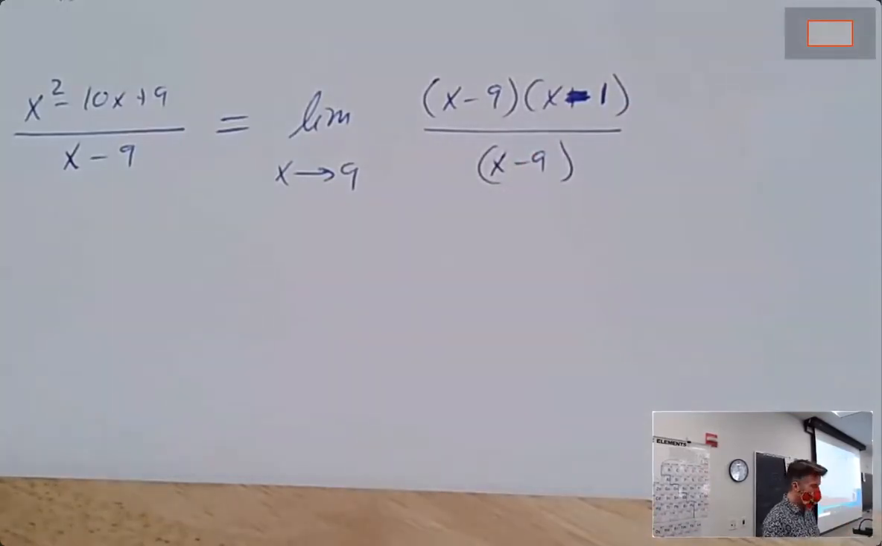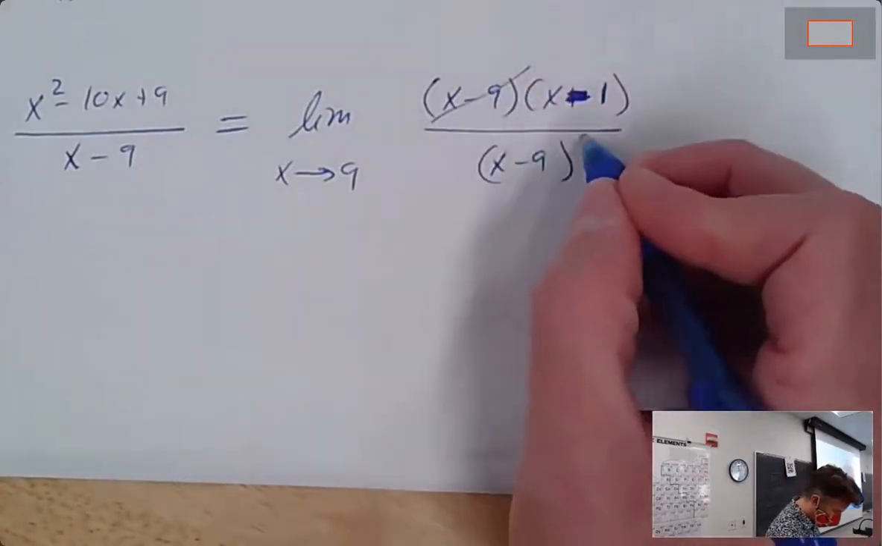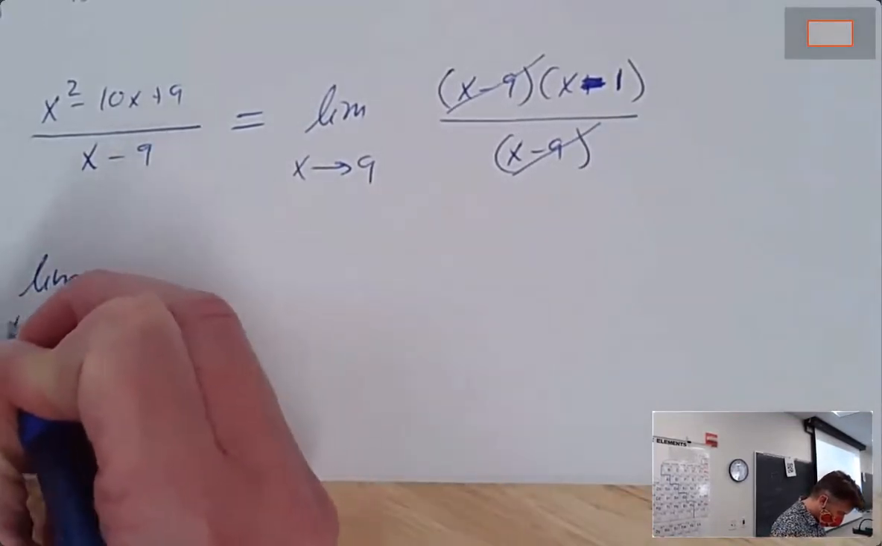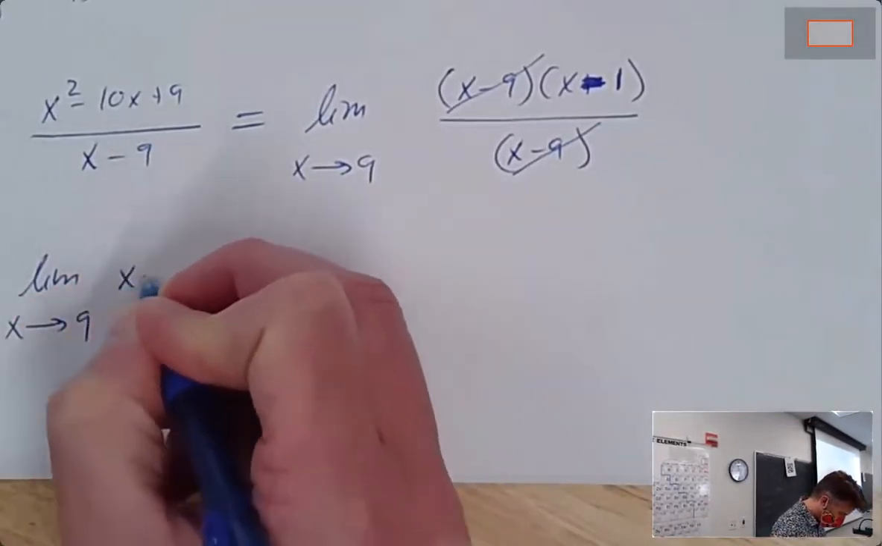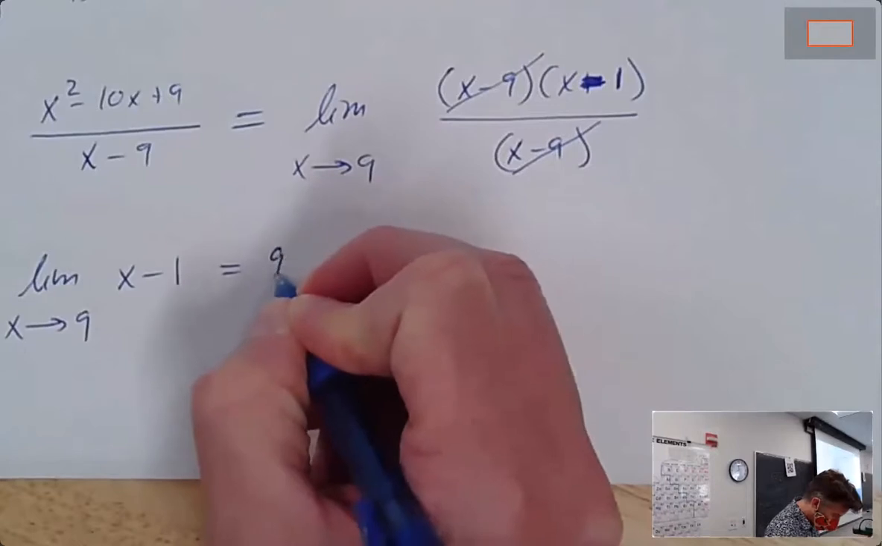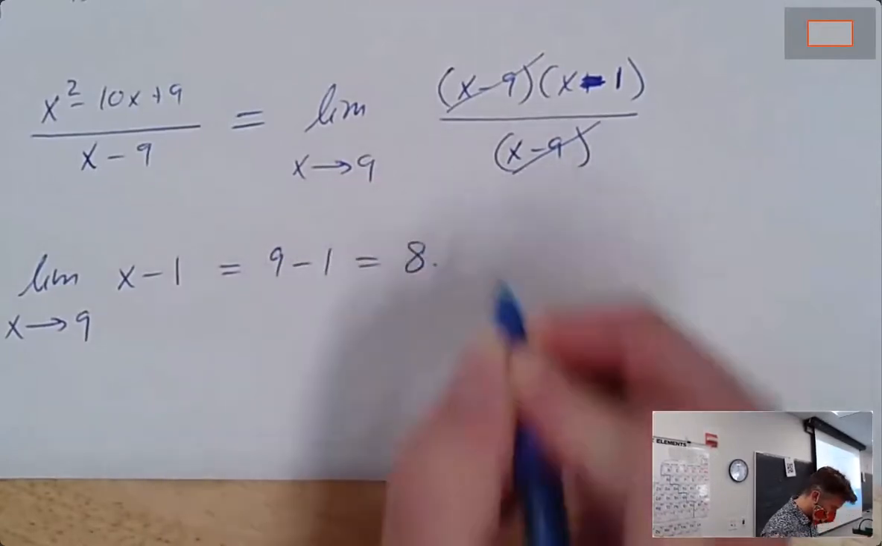Now, I'm going to do something and then we'll talk about it. These x minus 9s cancel. So this is equal to the limit as x approaches 9 of x minus 1. And then we can use the direct substitution property, which says just plug it in. And we're going to get 9 minus 1, which is 8.